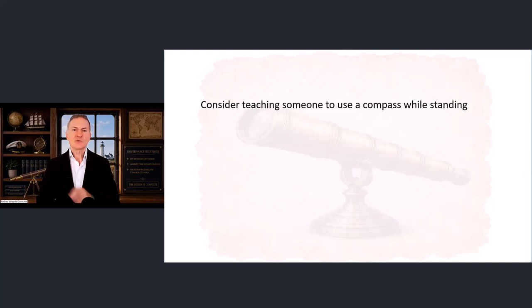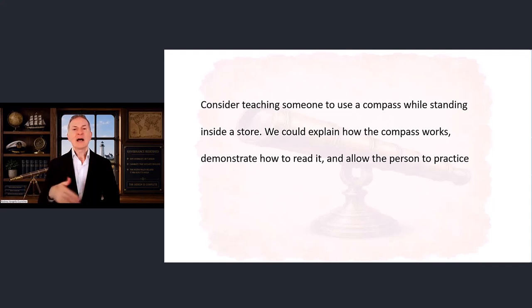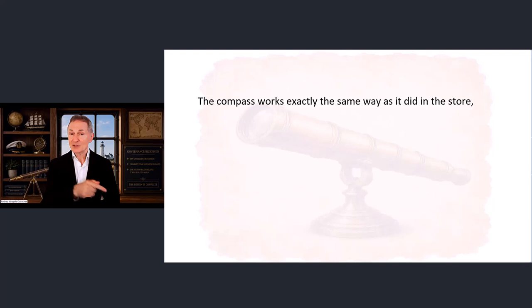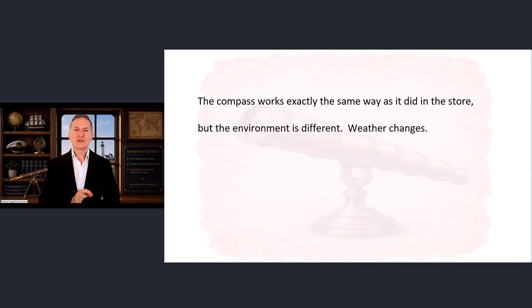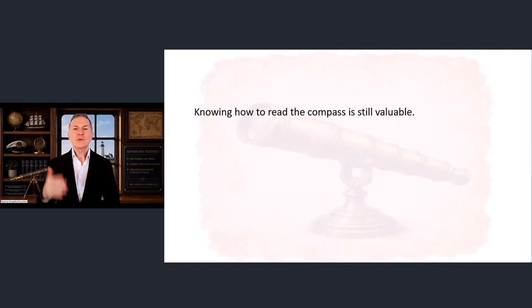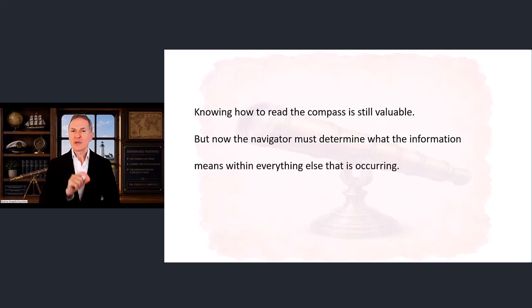Consider teaching someone to use a compass while standing inside a store. We could explain how the compass works, demonstrate how to read it, and allow the person to practice until they could use it proficiently. Then place that person aboard a ship on the ocean. The compass works exactly the same way as it did in the store, but the environment is different. Weather changes, currents move the ship, visibility changes, new information becomes available, something unexpected appears on the horizon. Knowing how to read the compass is still valuable, but now the navigator must determine what the information means within everything else that is occurring.